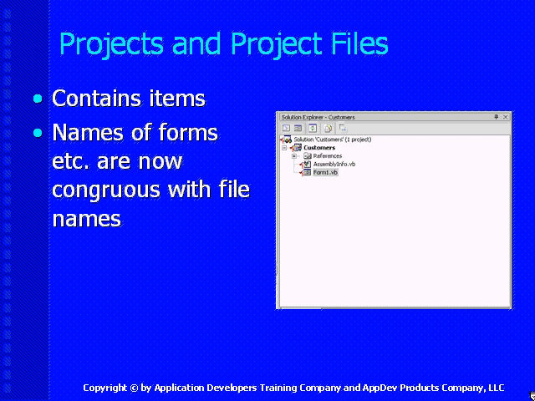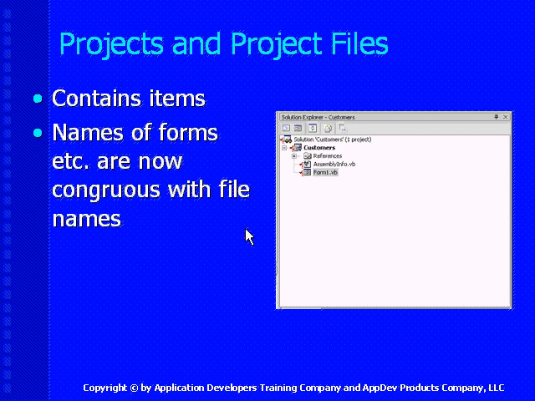Here we're looking at an example of a project within the Solution Explorer. So what we see is we have a project called Customers, and we notice that it has references. We also have our form as well as some assembly information for the code behind our form. What we can tell then is that a project contains items.